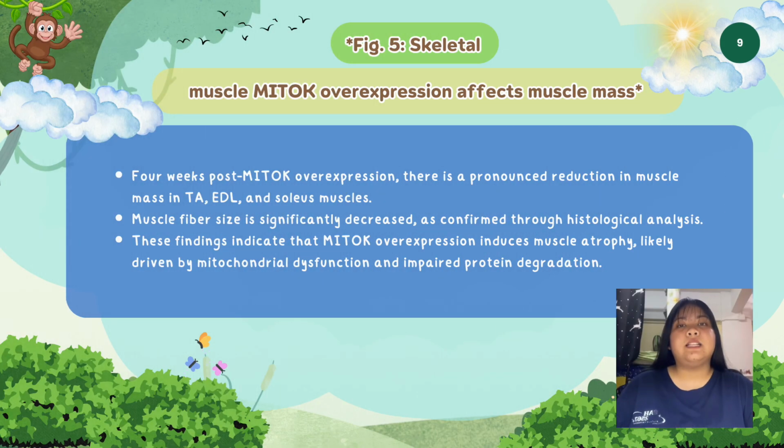Fig 5. Skeletal muscle mitochondrial overexpression affects muscle mass. Four weeks post-overexpression, there is a pronounced reduction in muscle mass in the gastrocnemius, EDL, and soleus muscles. Muscle fiber size is significantly decreased, as confirmed through histological analysis. This finding indicates that mitochondrial overexpression induces muscle atrophy, likely driven by mitochondrial dysfunction and impaired protein degradation.